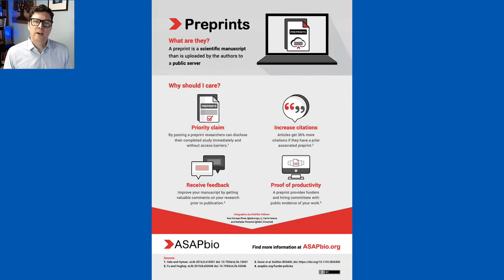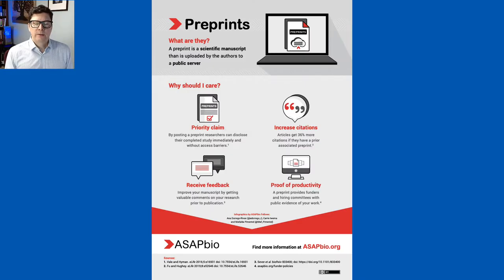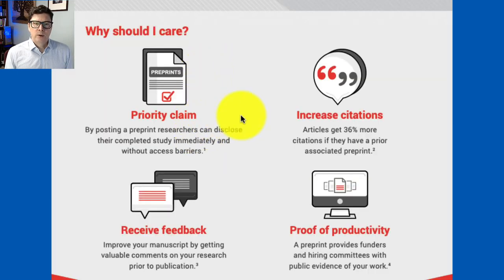So in this infographic from ASAP Bio, we see another definition of a preprint. It's a scientific manuscript that is uploaded by the authors to a public server. And these are the benefits that ASAP Bio claims for preprints. You can get a priority claim. So if you are in a competitive research situation where you want to be the first to publish, getting it out in a preprint is much faster than getting it out in a journal publication where you have to go through the review process, which might take several months or even several years in some cases. And a preprint is going to be a couple of days.